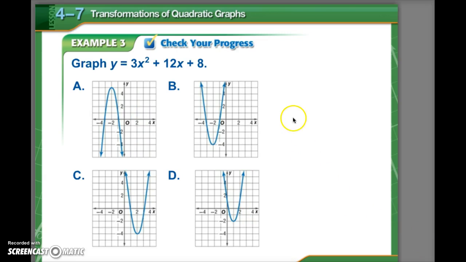Okay, here's one for you guys to check on your own. You need to graph 3x squared plus 12x plus 8. Remember, you need to put it in vertex form first, and then use vertex form to find the vertex and the a value, and figure out if the graph is going to face up or down, and if the graph is stretched, so it's skinnier, or if it's compressed, which means it would be made wider. Pause the video as long as you need. When you have your answer, come on back and advance to the next slide.